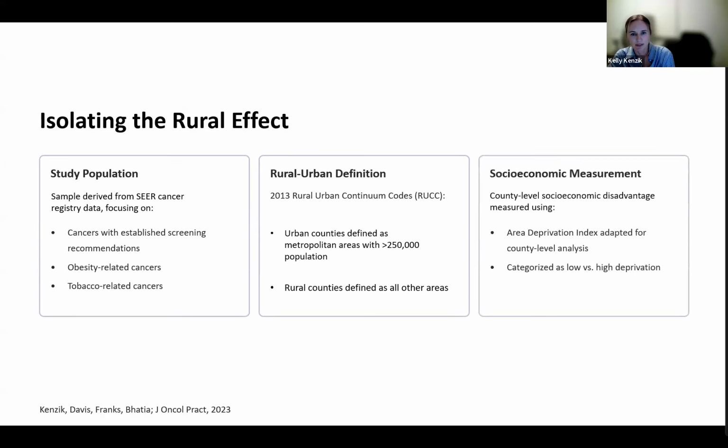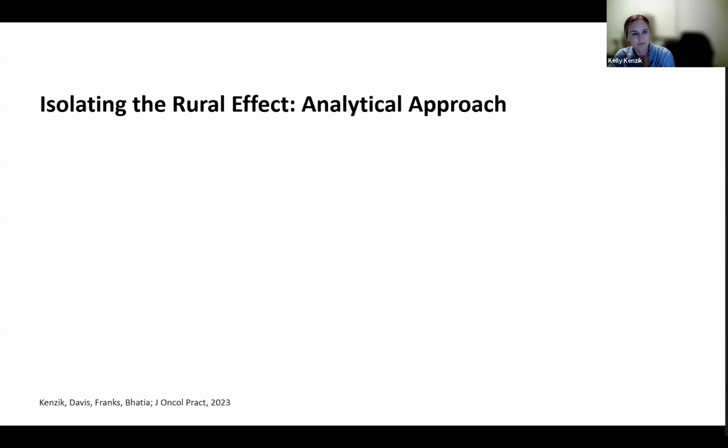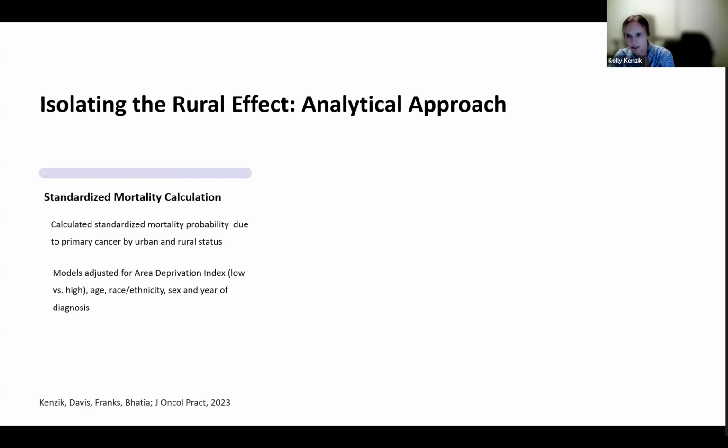So to capture socioeconomic status of the areas, we use the area deprivation index adapted for county level analysis, and we categorize each area as low versus high deprivation based on the median value. So to look at this, we used a standardized mortality calculation, which is death due to primary cancer. And we looked at this by urban and rural status, and we adjusted each model for area deprivation, age, race, ethnicity, sex, and year of diagnosis. And we did stratified models by stage.